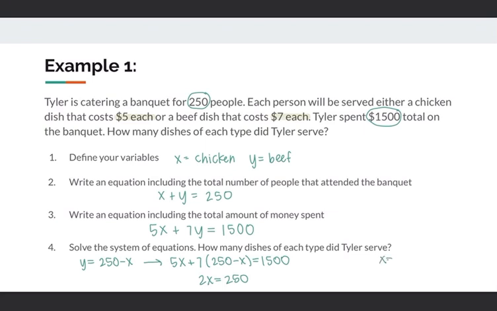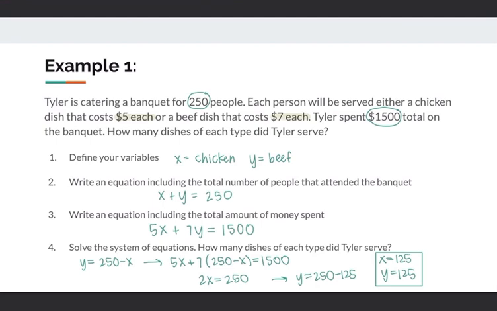So our x should be 125. If you plug that back into our y equation, you should get that y also happens to be 125. And you can check that your solution is right by plugging it back into these two equations and see if you get the right answers. And in fact, we do.